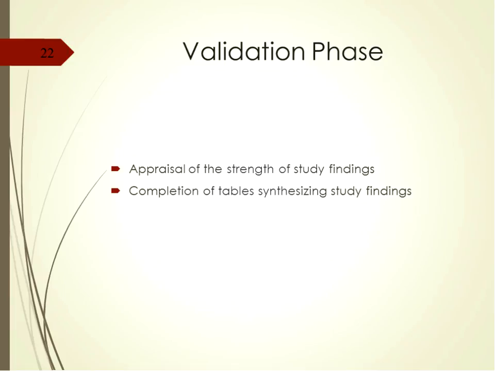The validation phase uses a rating system for the quality of the evidence. It places information about a research problem in a table that facilitates analyzing and comparing results and the discernment of patterns.